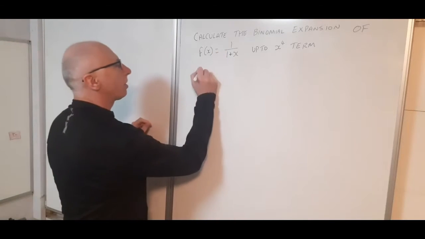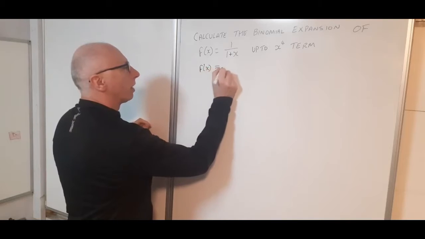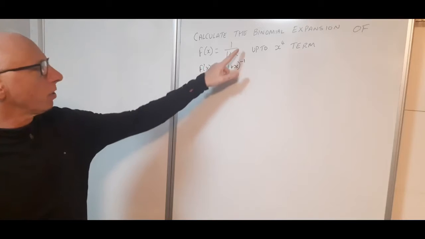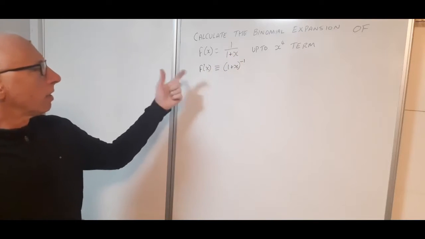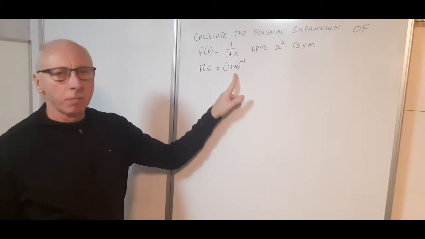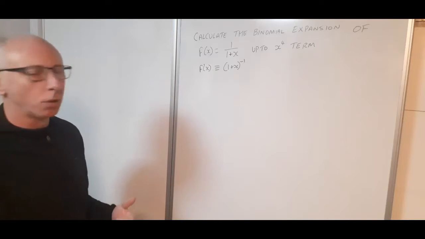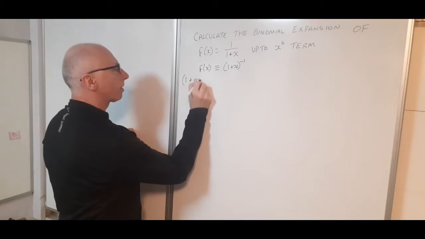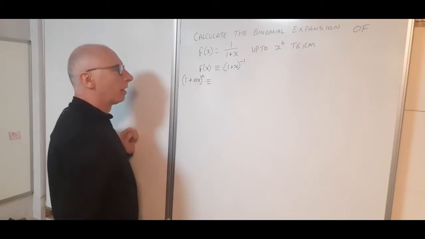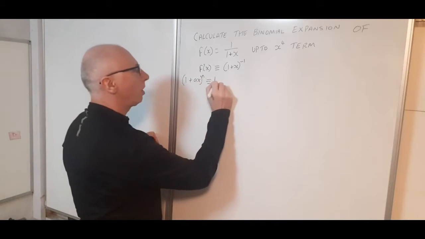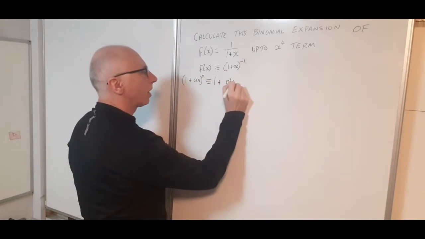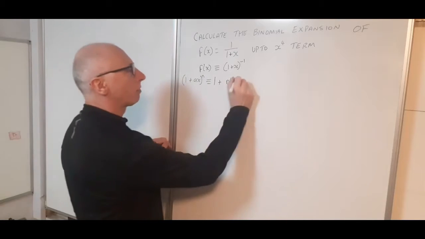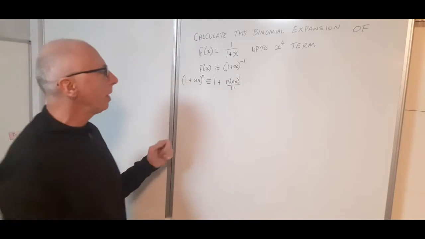So how we're going to write this is f of x is equivalent to (1 plus x) to the power minus 1. So that's another way we could write that. Now from this, we can use our binomial expansion formula. The general formula is (1 plus ax) to the n, which is equivalent to 1 plus n times ax over 1 factorial. That's the first one. I can raise this to the power of 1 and then you'll see the pattern forming.